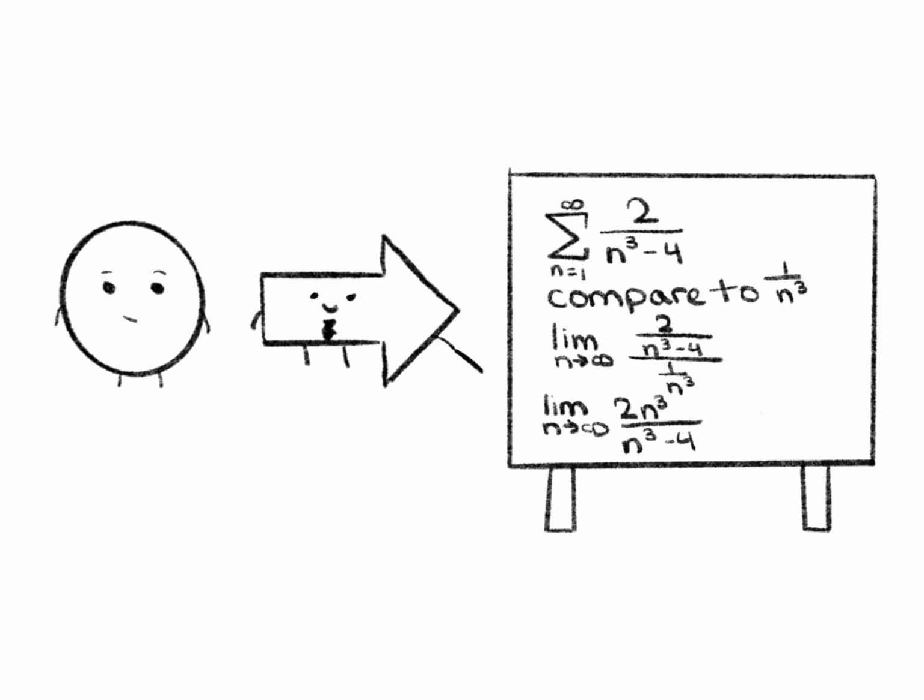The limit comparison test results in a finite number that is not 0, meaning the series also converges since 1 over n to the third converges.